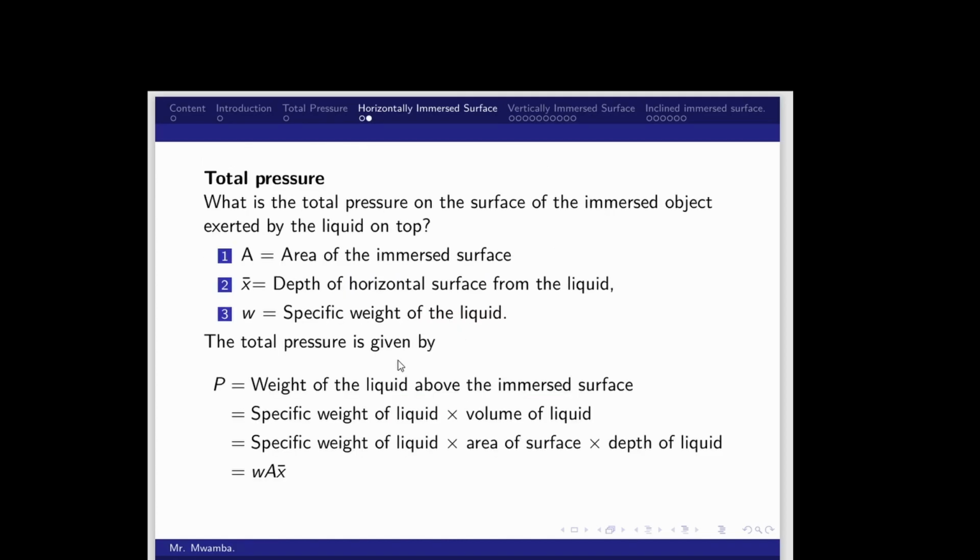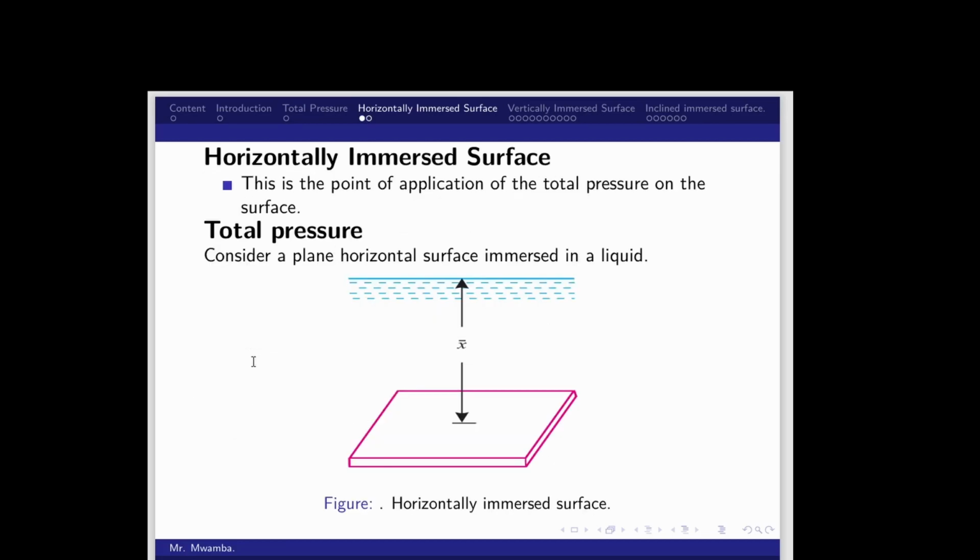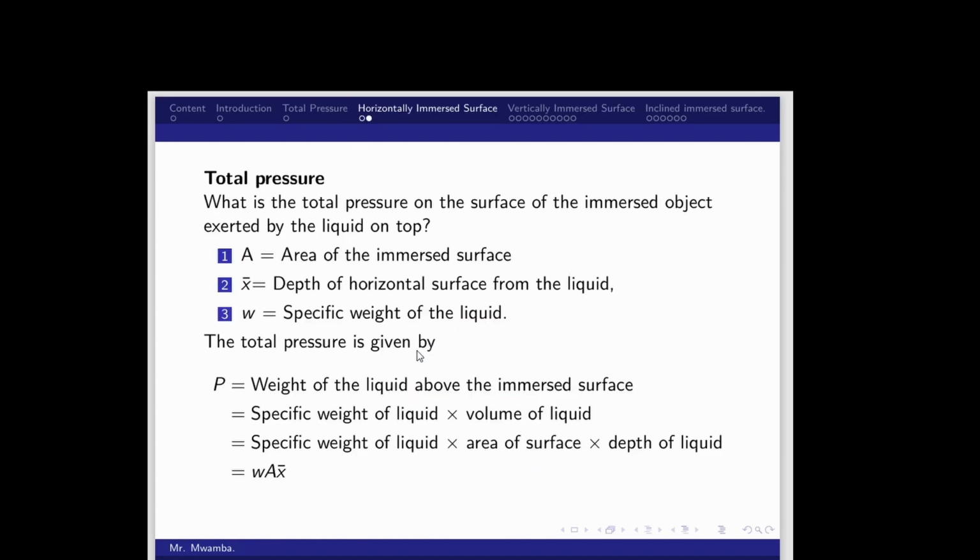So what's the total pressure for this? The total pressure is given by the area of the immersed surface, the depth of the horizontal surface from the liquid surface, and the specific weight of the liquid. So the total pressure, the amount of pressure acting on this solid surface by the liquid above it, is given by the weight of the liquid above the immersed surface.